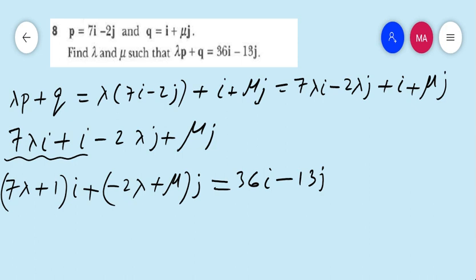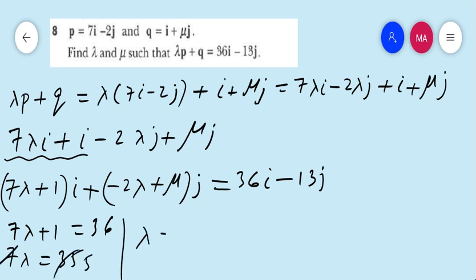Now if you compare the coefficient of i on the left hand and right hand side, it is 7 lambda plus 1 on the left hand side and 36 on the right hand side. So 7 lambda is equal to 36 minus 1, which is 35. So 7 fives are 35, so lambda is equal to 5.